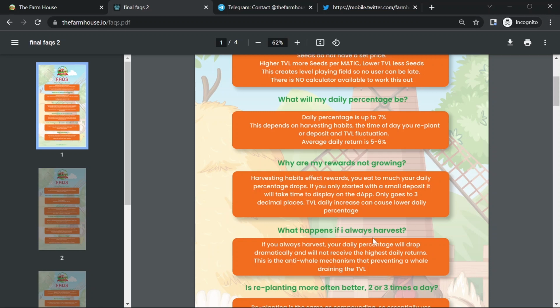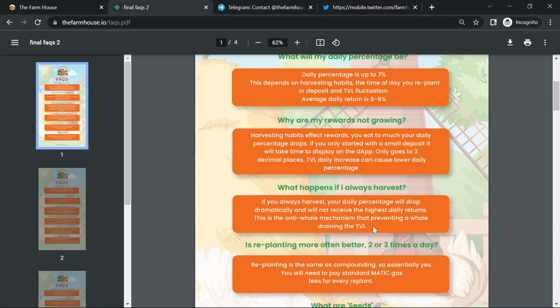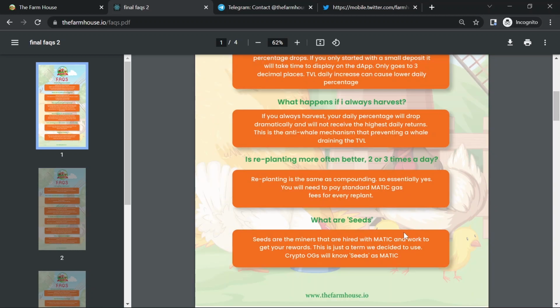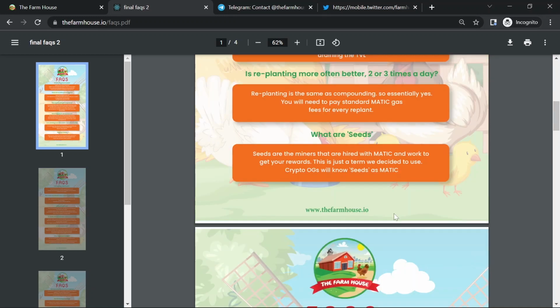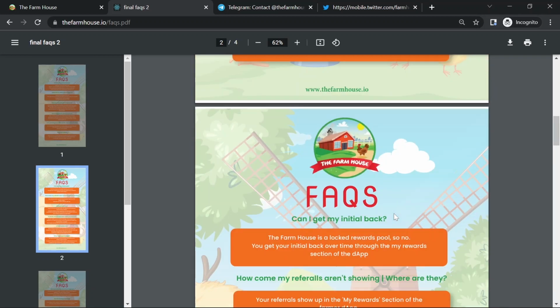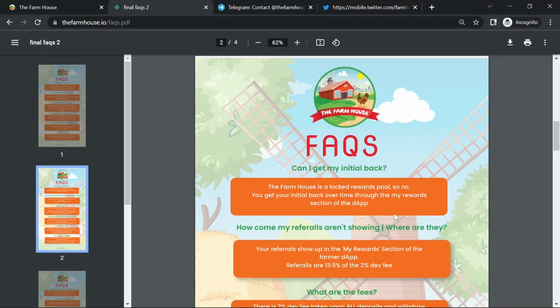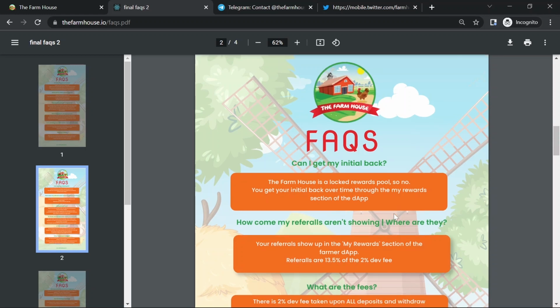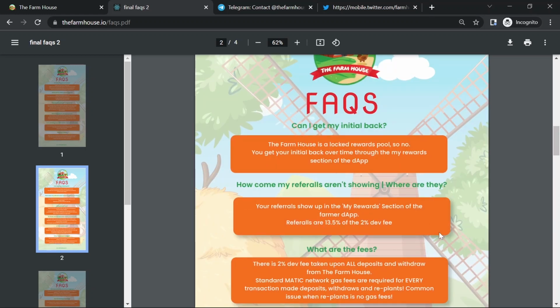Down here it says what happens if I always harvest, or what happens if you just take profits and you never compound. It says if you always harvest, your daily percentage will drop dramatically and will not receive the highest daily returns. This is the anti-whale mechanism that prevents a whale draining the total value. So this is also what really sustains this project, because it encourages people to keep compounding. I am not going to go through every one of these questions, but you guys should go in here and look this over before you invest in this project, because just like any other crypto project, these can be very risky and you can lose your investment.